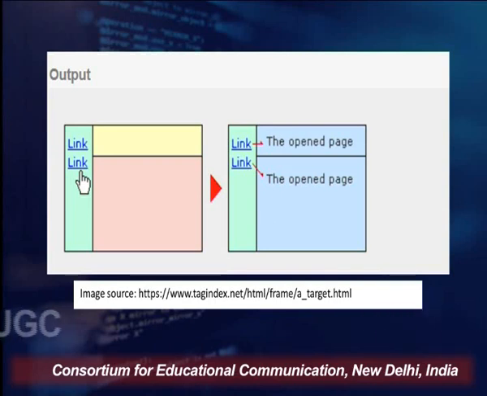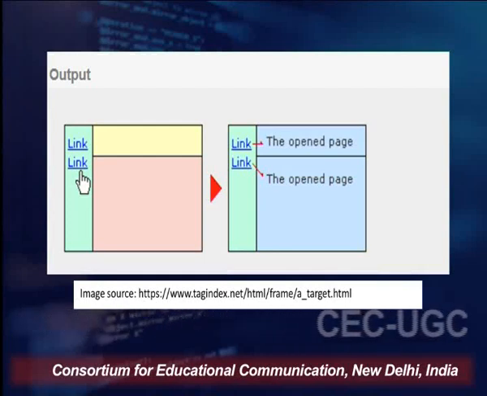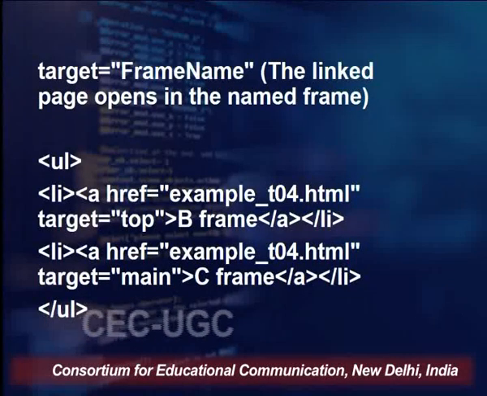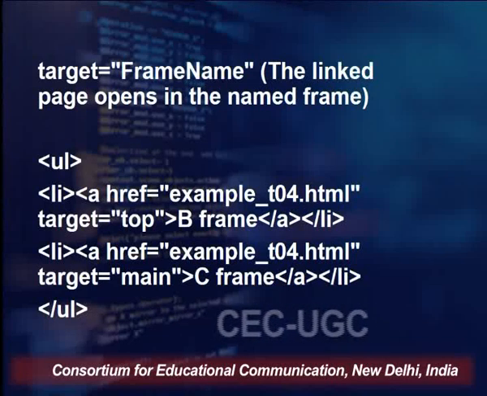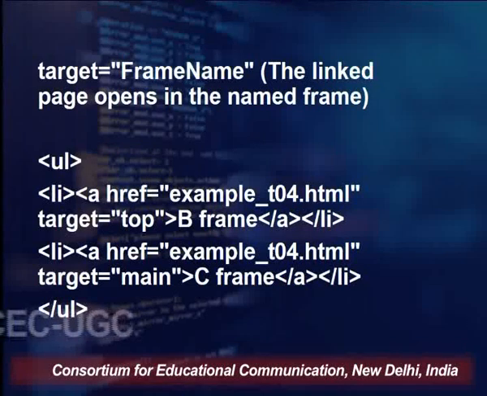Then after that we have covered the values of the target attribute. There are about 4 or 5 values of the target attribute. One is underscore top, which is for the top frame or the whole window.